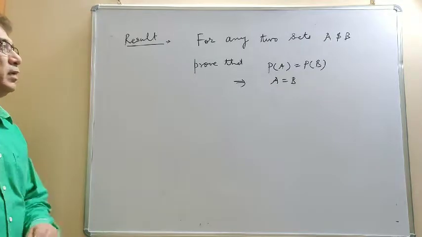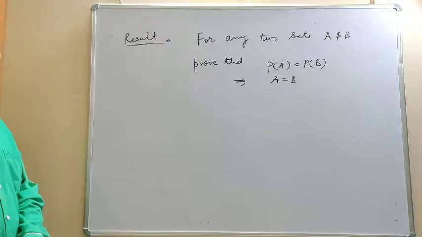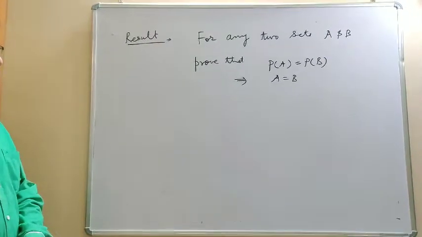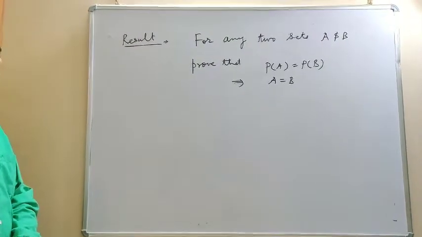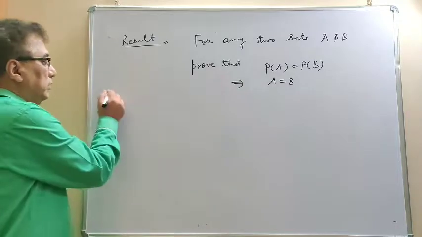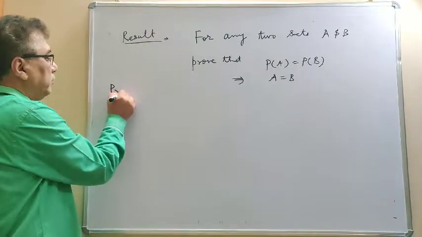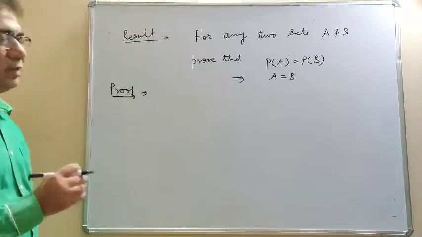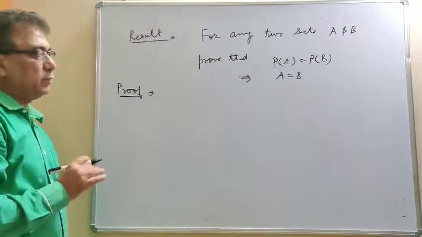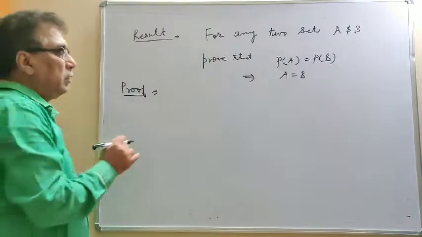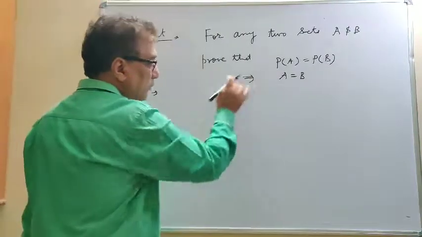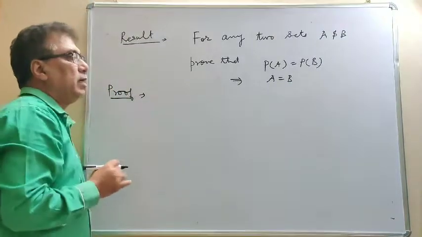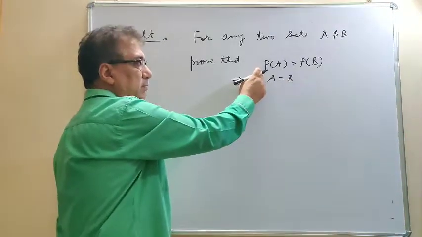Okay? This means if the power sets of two sets are equal, then the sets are also equal. This is the meaning. So let us first go for its proof. Then I will give you a very important conclusion after the proof. We have to show that set A is equal to set B under this condition.